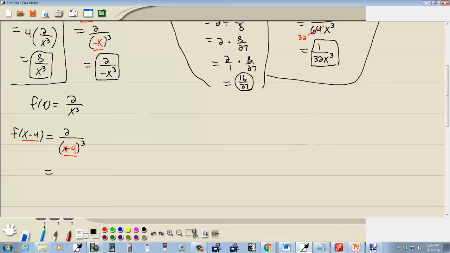Now we cannot take the x to the third power and the negative 4 to the third power. The reason why is because of the minus in here. If you have addition or subtraction, you cannot do that. So the only thing we can do for simplifying techniques is, when we got x minus 4 to the third power, we rewrite this as x minus 4 times x minus 4 times x minus 4.